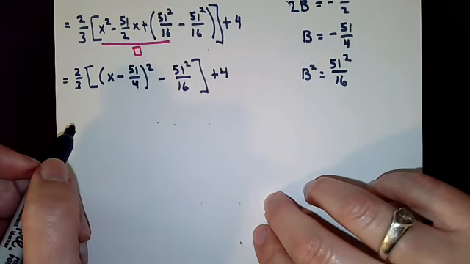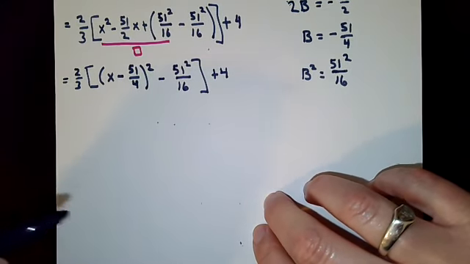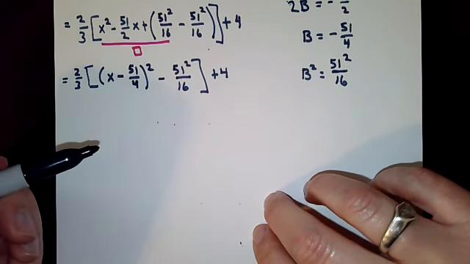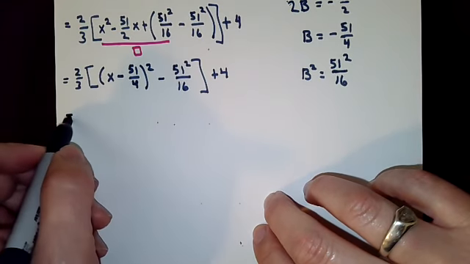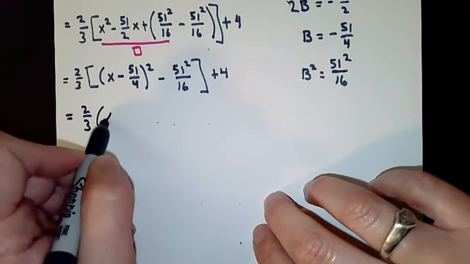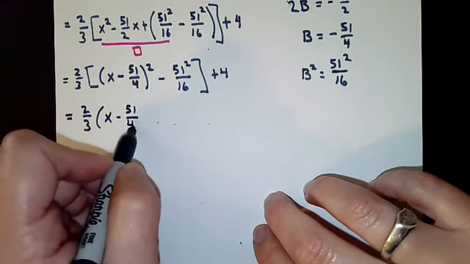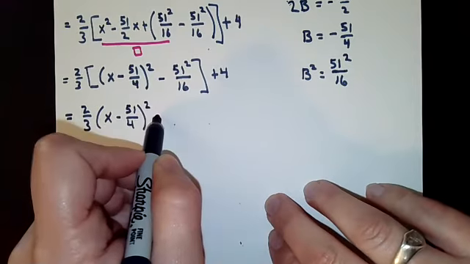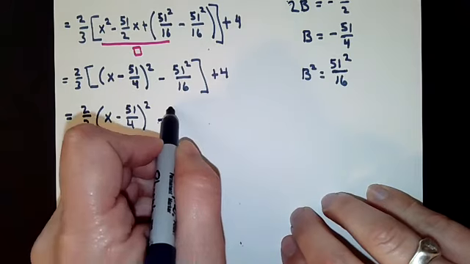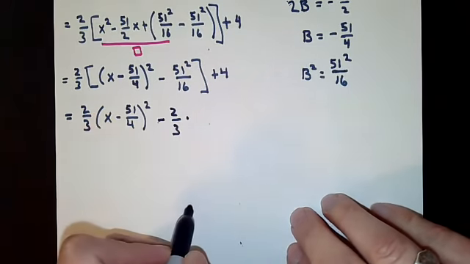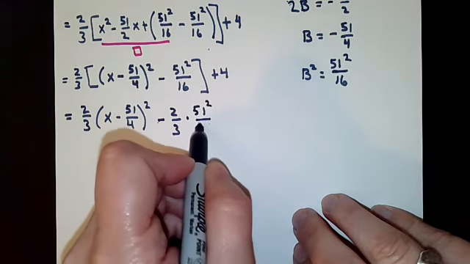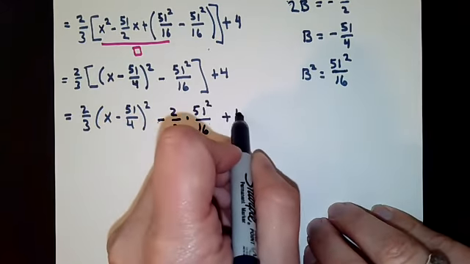The numbers are kind of big and ugly this time, but I hope that you're recognizing that the step-by-step procedure is the same. The patterns are the same. It's just the numbers are uglier. We multiply through the brackets. So we get 2/3 times the parentheses minus, so 2/3 times a negative stuff, that will be minus. We'll have 2/3 times the 51 squared over 16. We'll still have the plus 4.